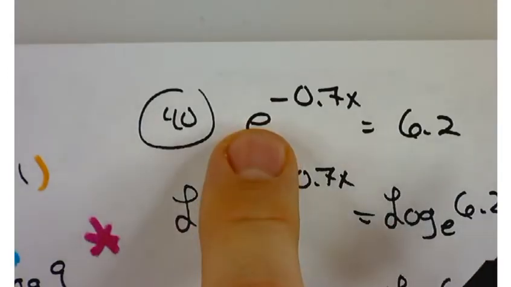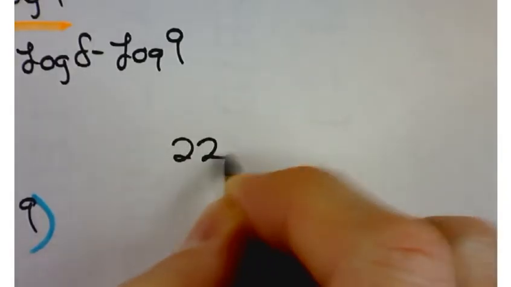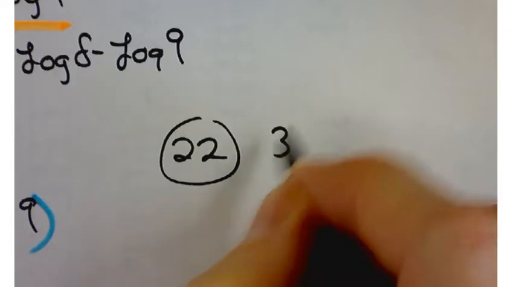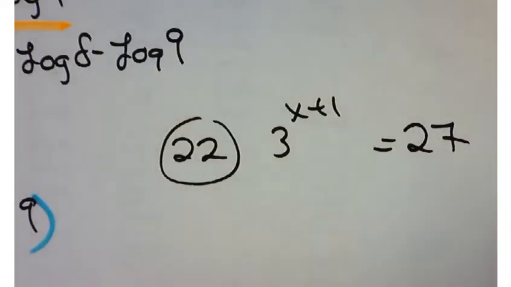Now this is a cool idea. Taking the log of that base. It's made our life a little bit simpler. And let's see if we can't make it simpler with a problem like number 22. 3 to the x plus 1 equals 27.